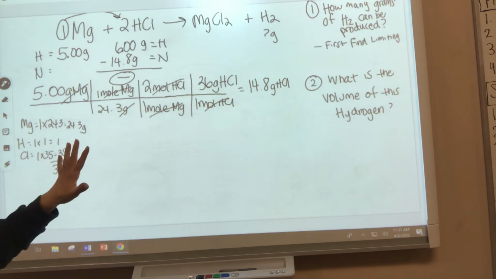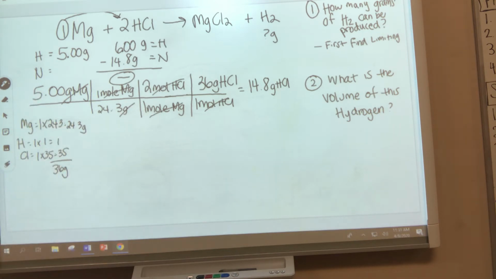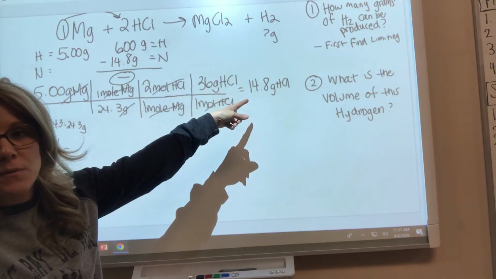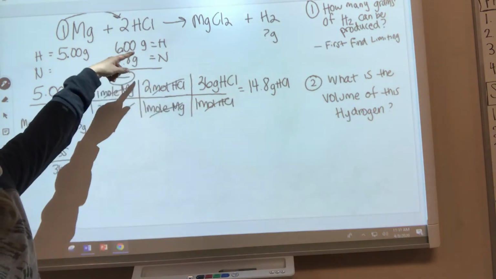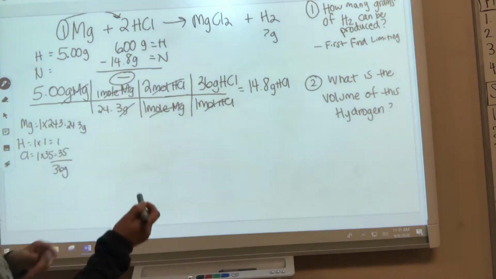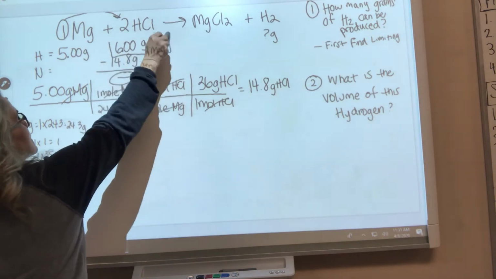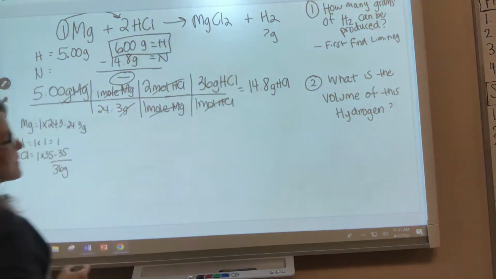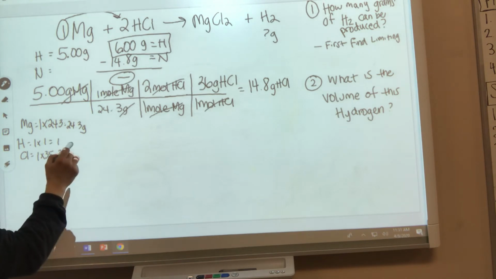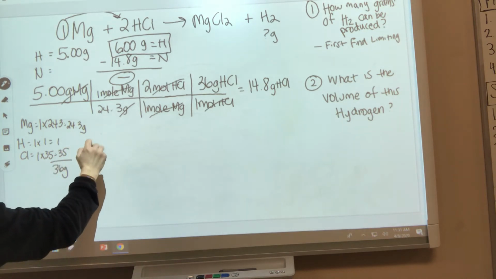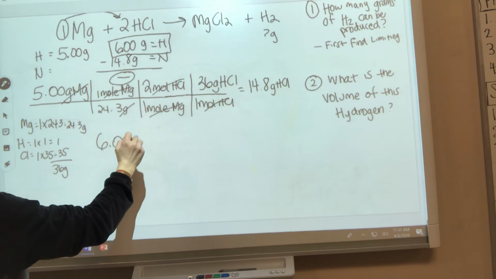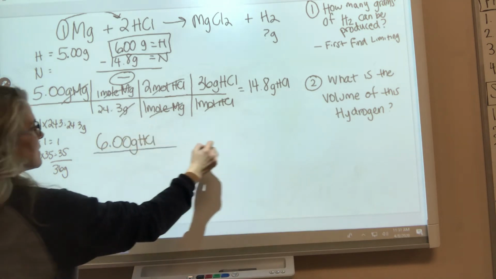So just to reiterate, it doesn't ask me in this problem how much excess I have. So I don't have to figure that out. It just says how much product can be made. So I had to find my limiting factor first. I got lucky, I found it right away that my limiting factor was hydrochloric acid. So I take what I have of hydrochloric acid to figure out how many grams of hydrogen I have over there. Okay, so I'm going to start with the 6 grams of my limiting HCl.